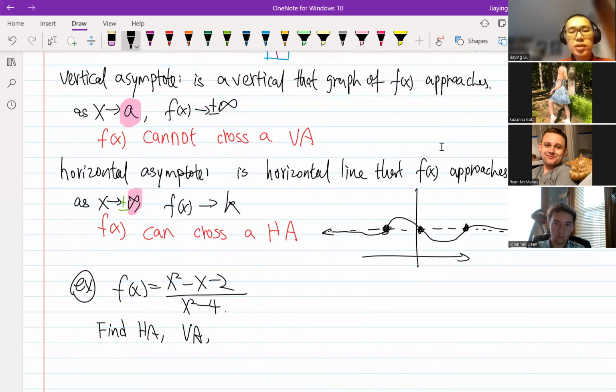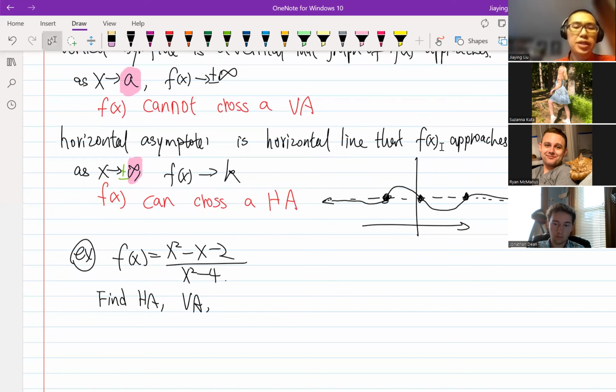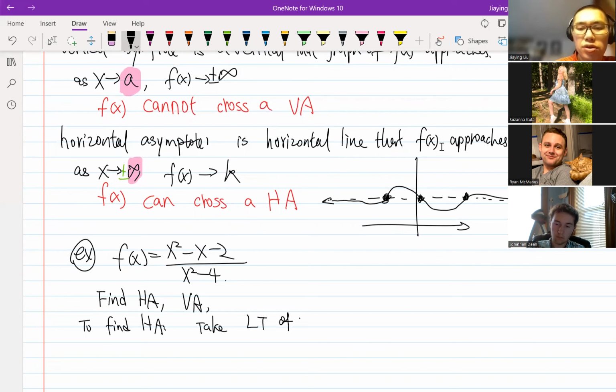So before I do anything, to find the horizontal asymptote, it's a little bit easier in my understanding, because it's just the behavior when x goes to infinity or negative infinity. So that depends on the leading terms. So to find the horizontal asymptote, we're going to consider only the leading terms of the numerator and the denominator.